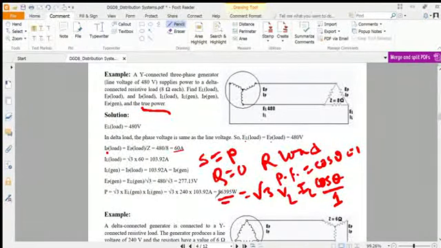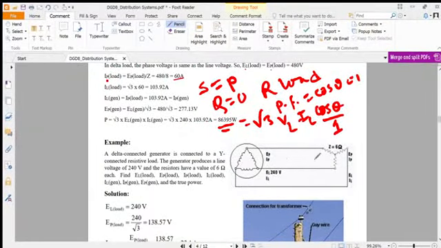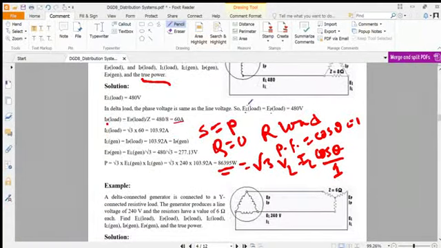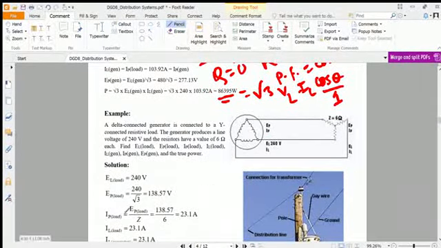And similarly for this reverse one. Here the supply end is Y connected, but the load is delta connected, and this one is star connected, so it's just the reverse of the previous math.